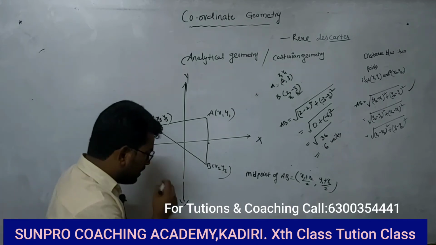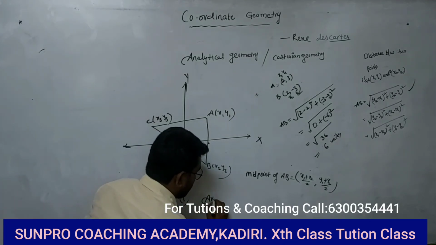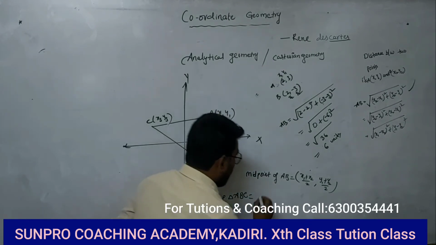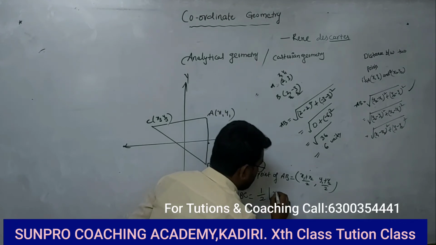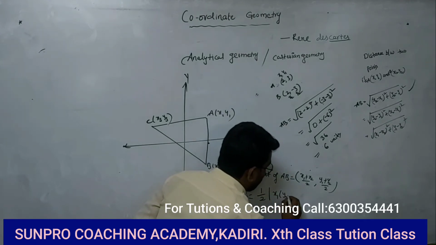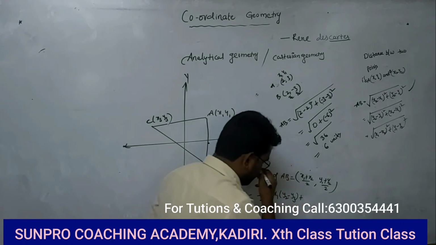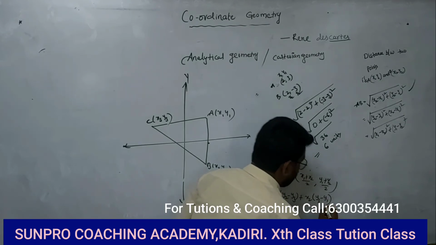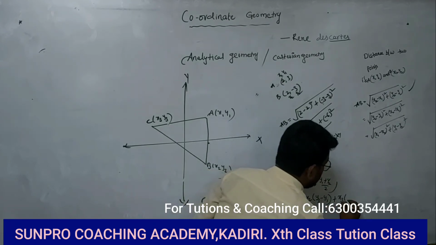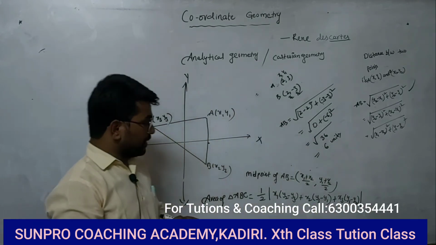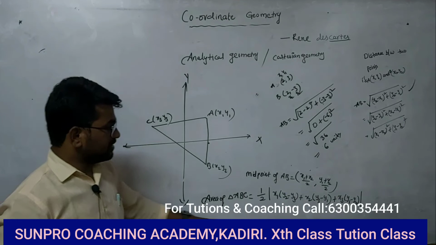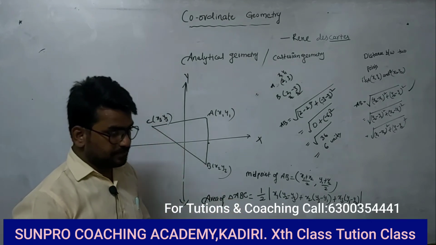See, there is a formula for the area of a triangle. Area of triangle ABC is equal to half into modulus of x1 into y2 minus y3 plus x2 into y3 minus y1 plus x3 into y1 minus y2. By using these 3 points, we can get the area of this triangle by using this formula. Do you understand or not?